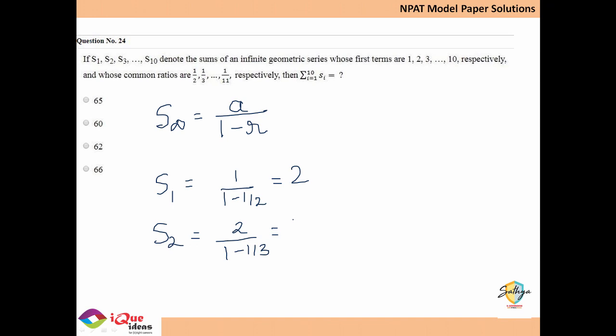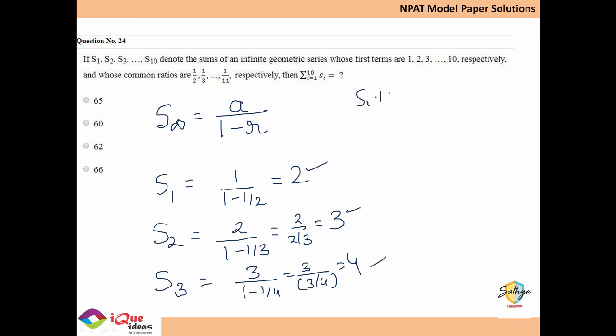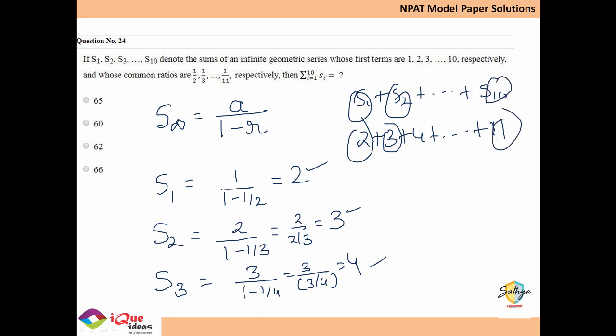The second series, the first term is 2 and the common ratio is given as 1 by 3. So this is simplified as 2 upon 2 by 3, which is equal to 3. The third series is 3 upon 1 minus 1 by 4, which is equal to 3 divided by 3 by 4, which is equal to 4. So I get the numbers 2, 3, 4 and so on. So S1 plus S2, you add up the whole thing till S10, it's nothing but 2 plus 3 plus 4 till 11. The first term 2, second term 3, so the 10th term 11. So the summation of this entire thing is simply 65.